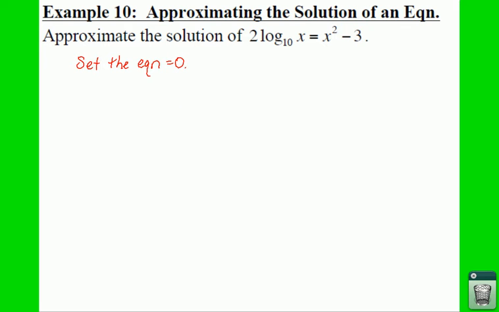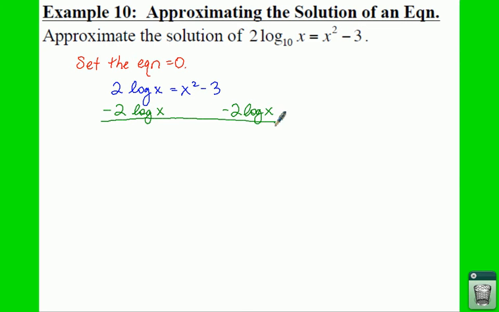So if we do that, if we start off with 2 log base 10 of x equals x squared minus 3, it doesn't matter if you move the 2 log of x to the right or if you move the x squared and the negative 3 to the left. I'm going to do this all in one step, and I'm just going to subtract 2 log of x to the right. The reason we do that is because we need to set our equation equal to 0 before we can plug it into our graphing calculator.